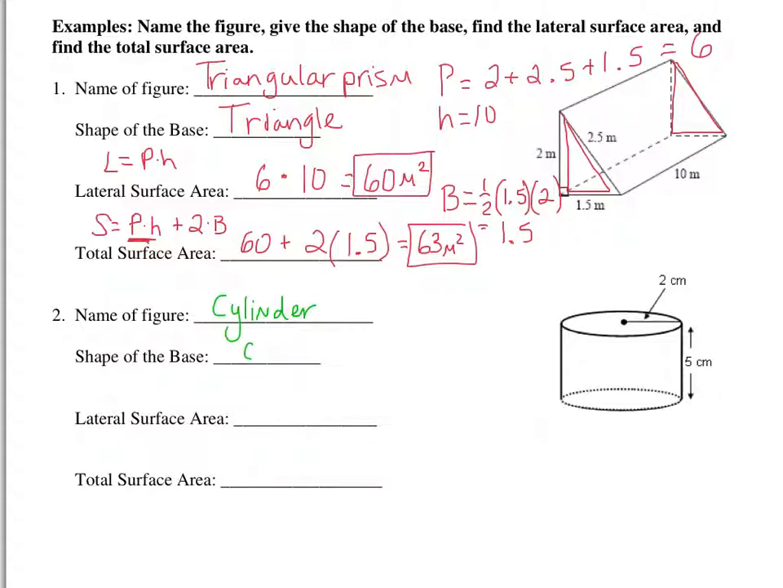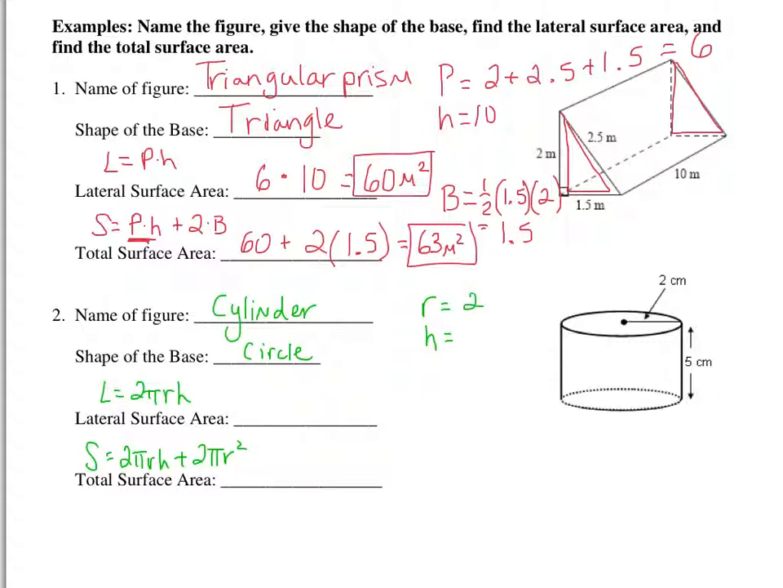And the base is a circle. For the lateral surface area, it's just the first part of our equation, so 2 pi r h. My total surface area then is that again, plus the area of my bases. So the different letters that we need to use is the r, my radius, the height of my cylinder, and that's it. So my radius in this picture is 2, the radius of the circle.